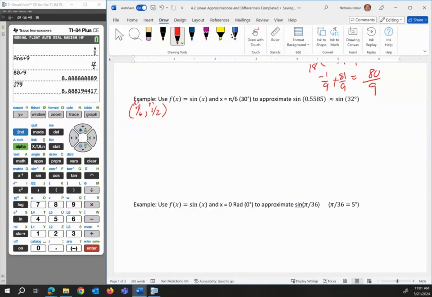So we have to do the derivative here. The derivative of sine is cosine of x. And f prime at pi over 6: what's the cosine at pi over 6?